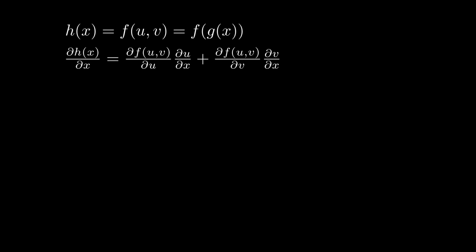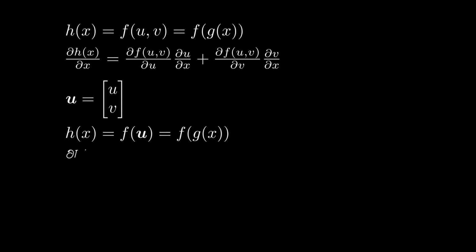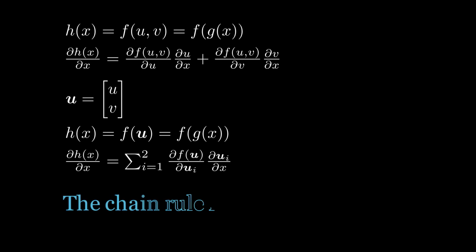Note how the chain rule is just a summation across all matching partial derivatives. If we wanted to be more systematic, we could rewrite the chain rule as a summation across all intermediate variables. In this case, it is just u and v, but if there were more intermediate variables, we would sum across all of them.